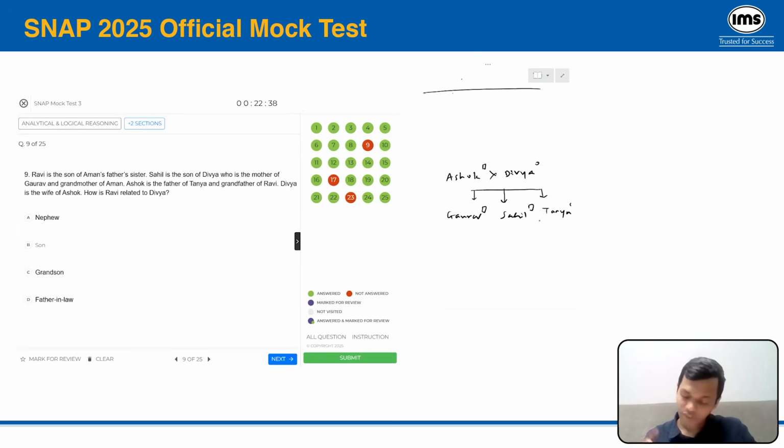Ravi is the son of Aman's father's sister. So this should be Ravi. And Aman's father's sister. Sahil is the son of, that statement is done, grandmother of Aman. Ashok is father of Tanya and grandfather of Ravi. That's fine. So Aman is somewhere here. Right? How is Ravi related to Divya? Grandson?